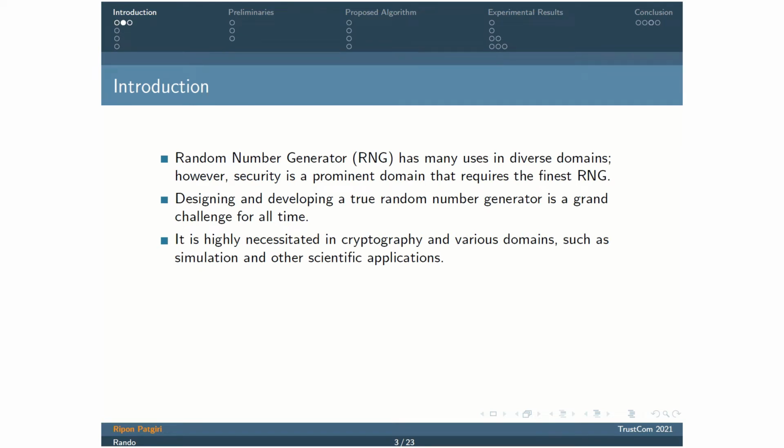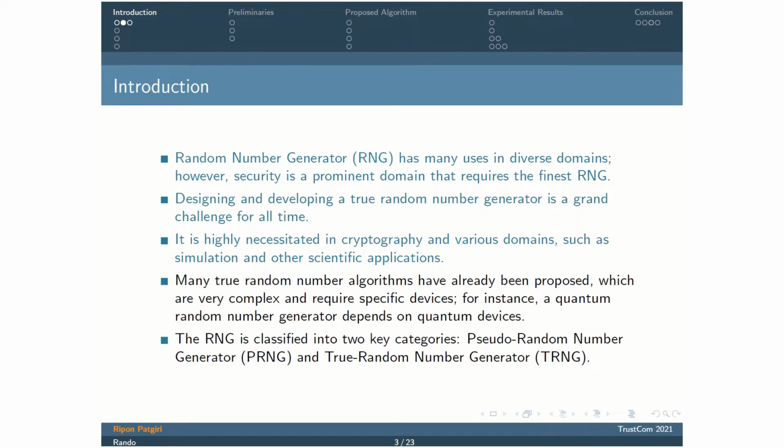Introduction. Random number generators have many uses in diverse domains. However, security is a prominent domain that requires the finest R&D. Designing and developing a true random number generator is a grand challenge for all time. It is highly necessitated in cryptography and various domains such as simulators and other scientific applications. Many true random number generators have already been proposed, which are very complex and require specific devices. For instance, a quantum random number generator depends on quantum devices.